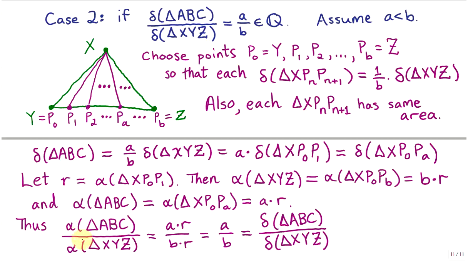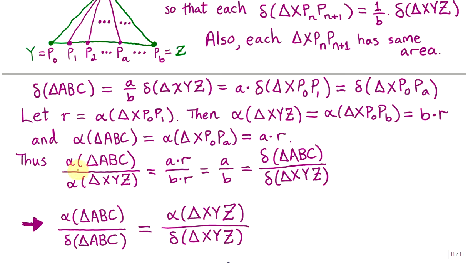And then if you look at this ratio of areas, you get A times R divided by B times R. Well, the R's cancel out, leaving you with A over B, which was the ratio of the angle deficits of the triangles. Then by some algebra, we have the ratio of the areas equal to the ratio of the deficits. We can turn that into this equation right here. And that completes the proof of case 2.